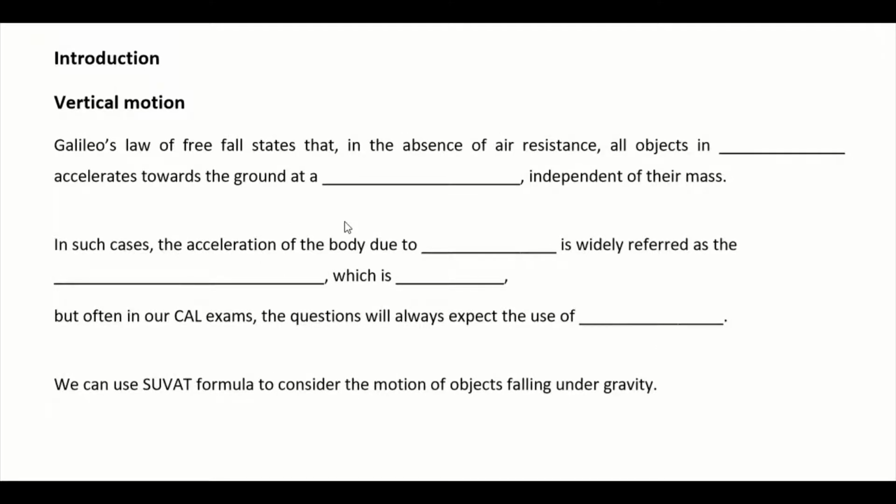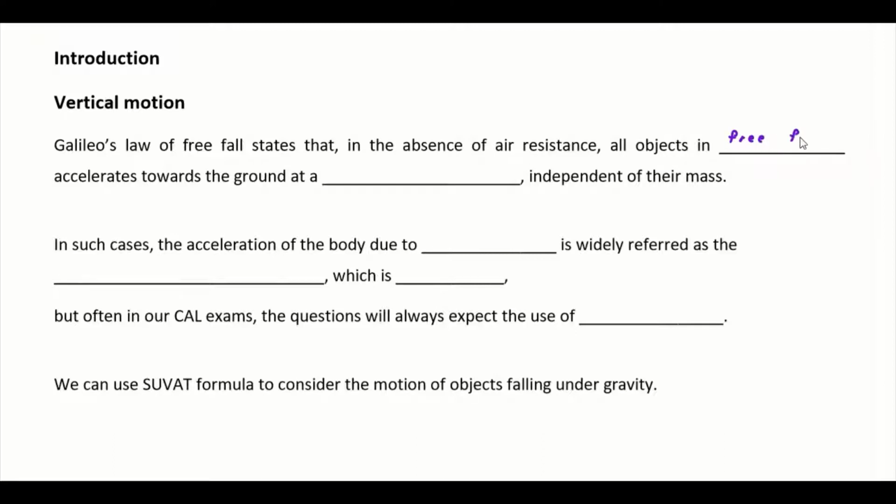This is about vertical motion. There's a law called Galileo's law of free fall. You don't need to remember the name of the law, but basically it's this guy named Galileo who found this out and came up with this law. In the absence of air resistance, all objects in free fall.